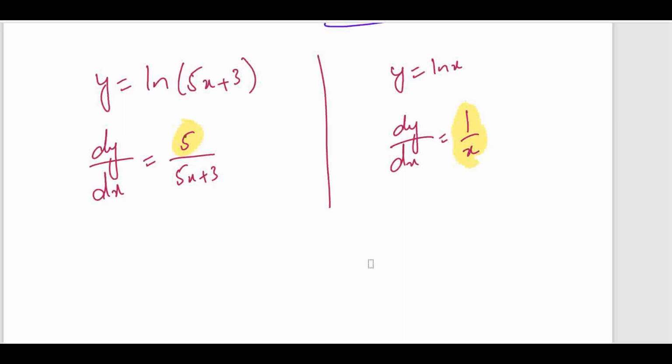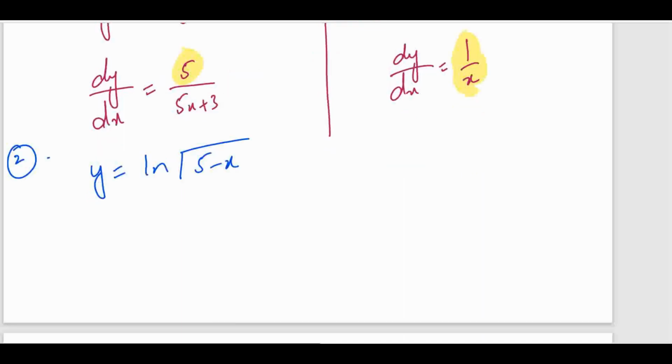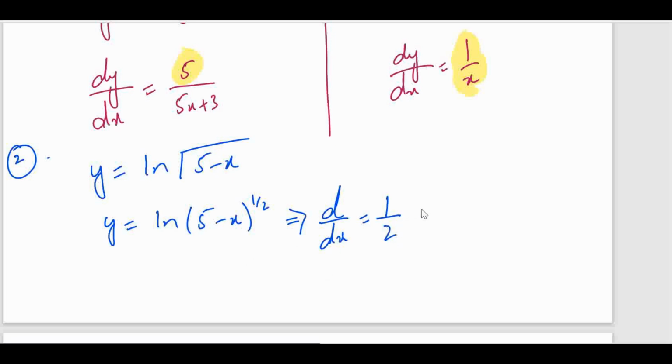Now let's see another example. y is equal to natural log of square root of 5 minus x. Now how to differentiate this thing? First of all, we have to write it like this: natural log of 5 minus x whole power 1 by 2, and then if we want to differentiate it, we have to use the power rule. This will be 1 by 2 into, we cannot use the power rule.